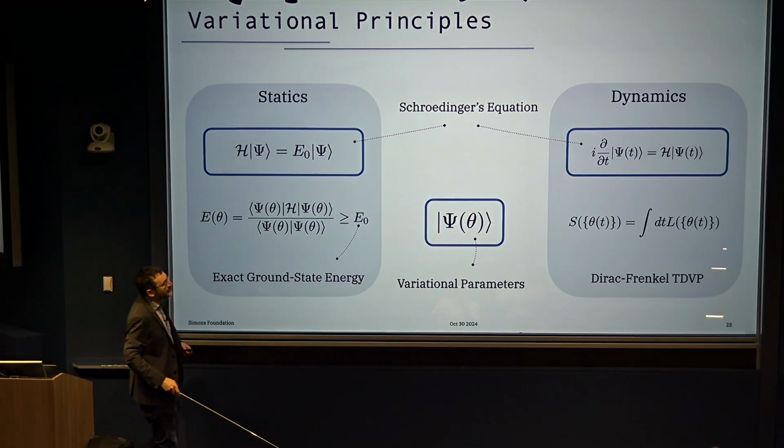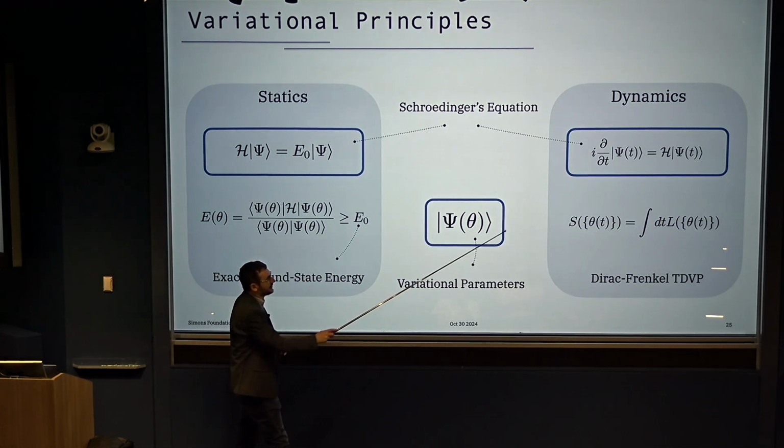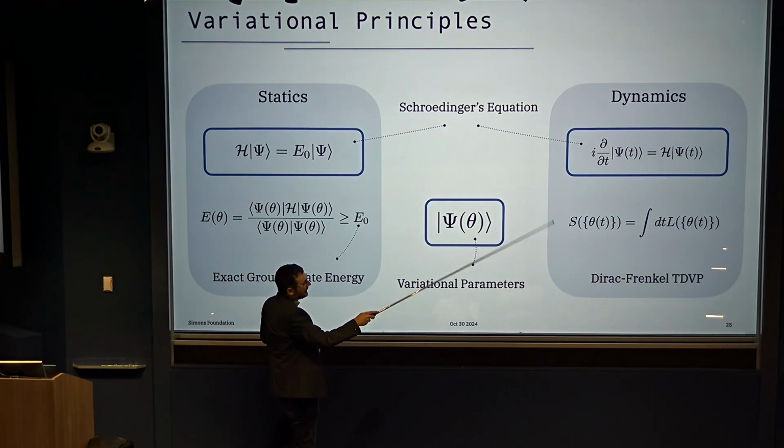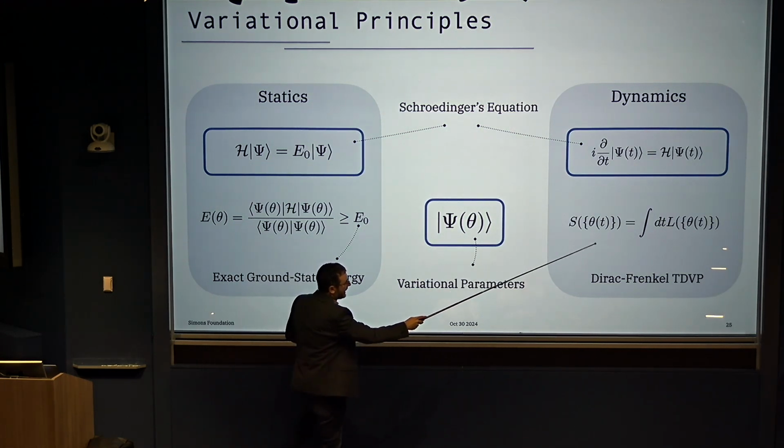And the same is true also for dynamics, where, for example, you can show that solving the time-dependent Schrödinger's equation can be rephrased with a variational principle where you have to essentially stationarize what we call the action that is written there.